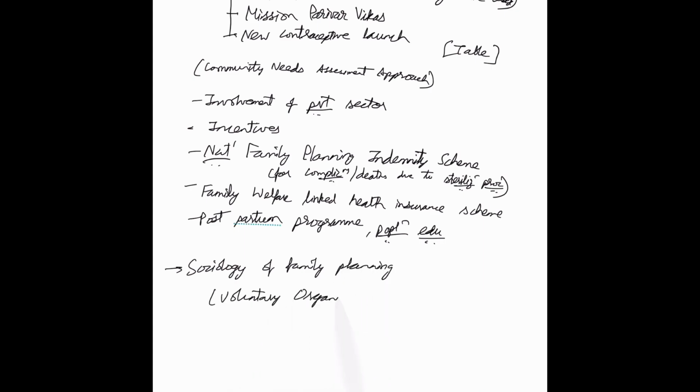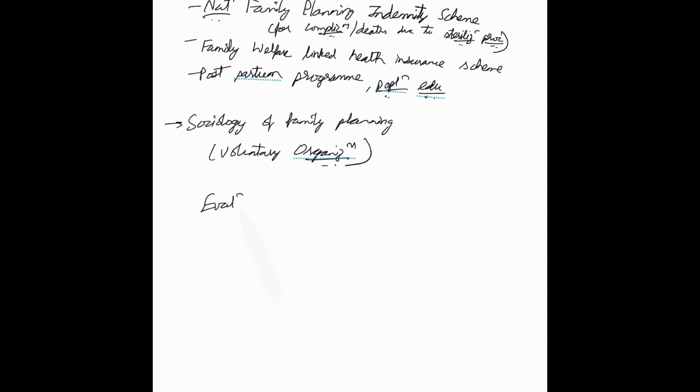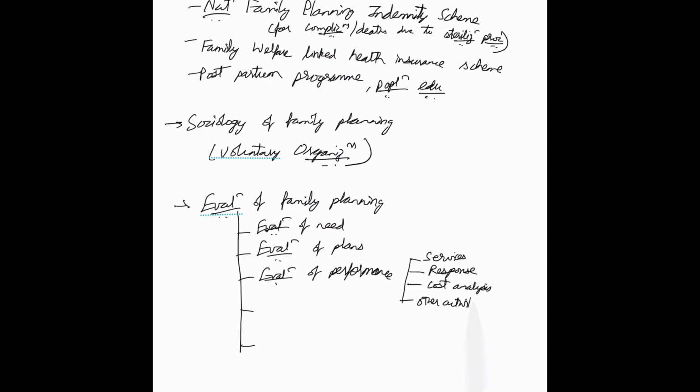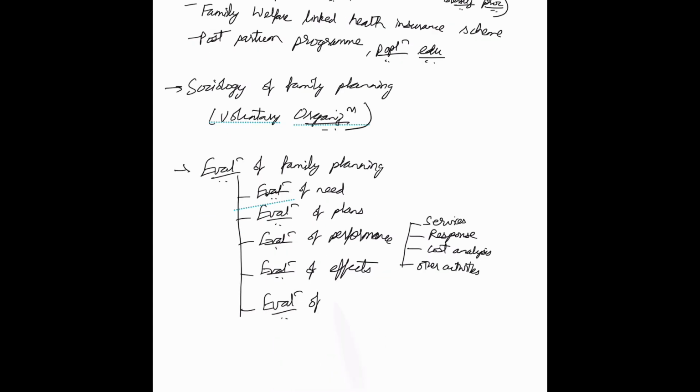Then there's the last topic, that's the evaluation of family planning, which sees the evaluation of the need, evaluation of the plans, performance, in which you assess the services, the response, cost analysis, and other activities, evaluation of the effects of the program, and impact. So that finishes this chapter. This would be very helpful for OBG and maybe even pediatrics as well.